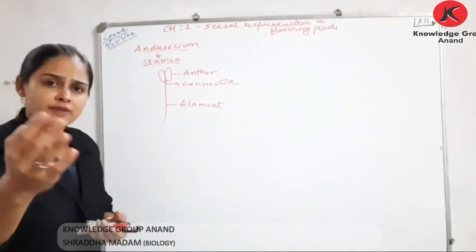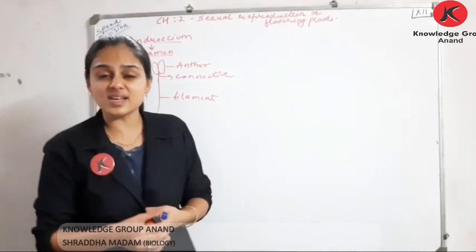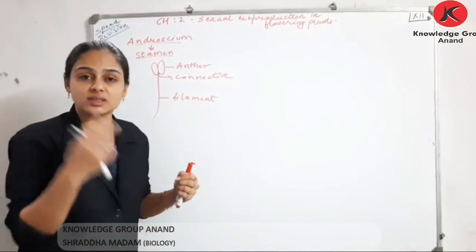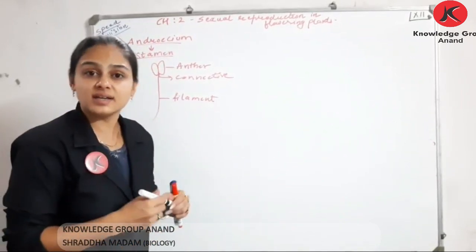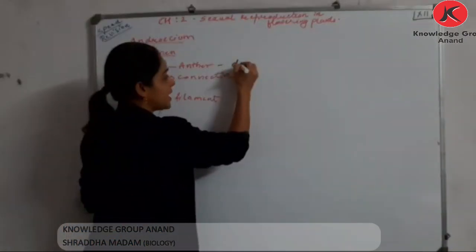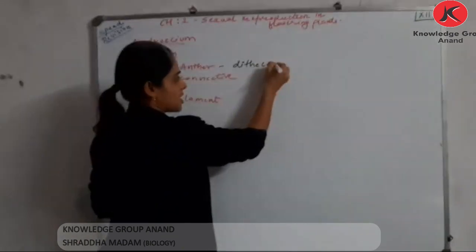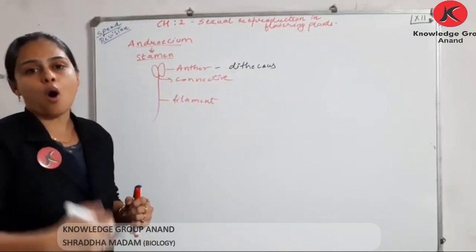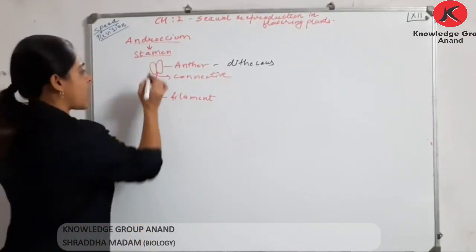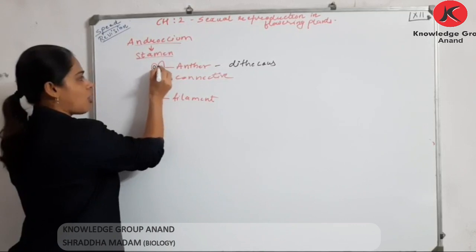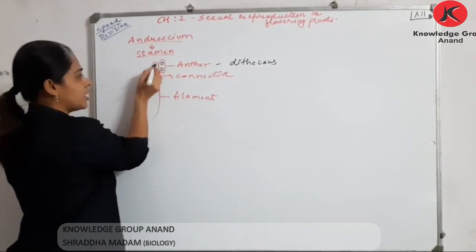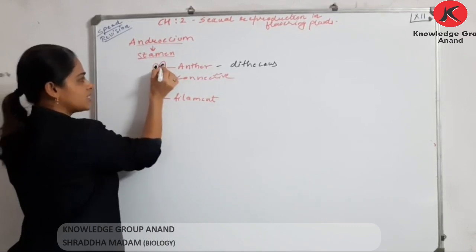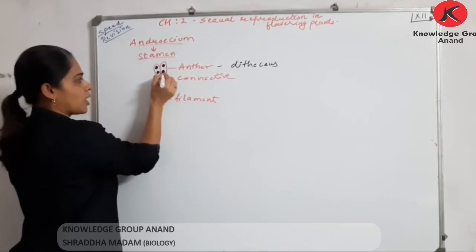If we are focusing on this anther, then this anther has two thecas, as you can see in the diagram. कितने thecas हैं? Two thecas are present, and hence you can say it is dithecous. लेकिन each lobe of your anther has two, ये चीज जो मैंने ड्रॉ करी है, pollen sacs. This is your pollen sac.